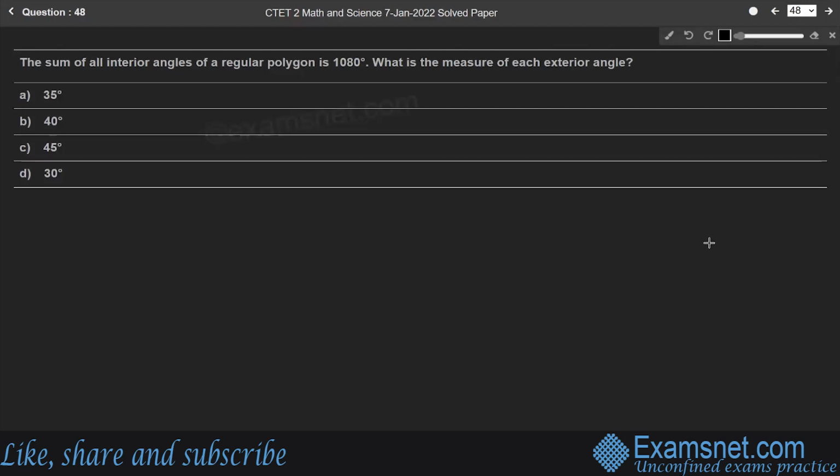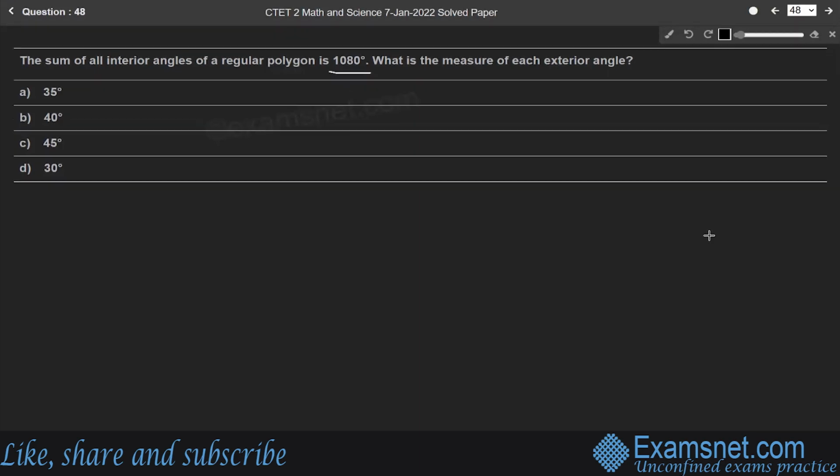Question 48. The sum of all interior angles of a regular polygon is 1080 degrees. What is the measure of each exterior angle here? So here, the sum of all interior angles of a polygon. A regular polygon means one whose all sides and angles are equal, right? Therefore, it is equal to 1080 degrees.